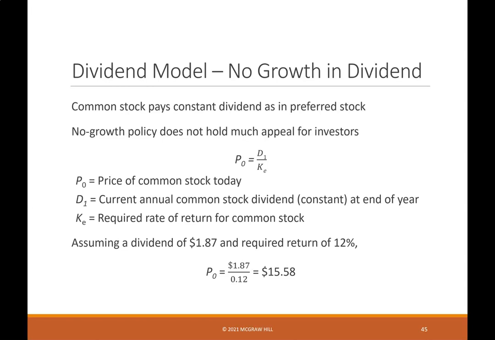Assuming a dividend of $1.87 and a required return of 12%, P equals 1.87 divided by 12% equals $15.58.